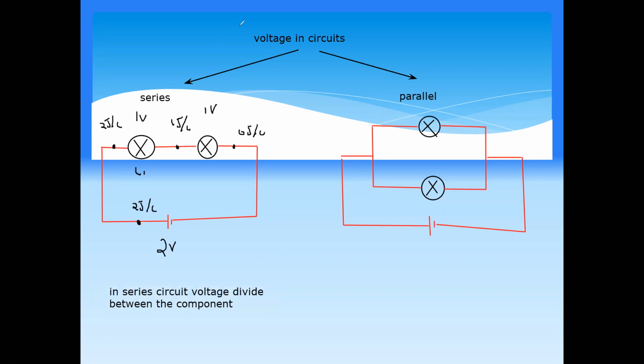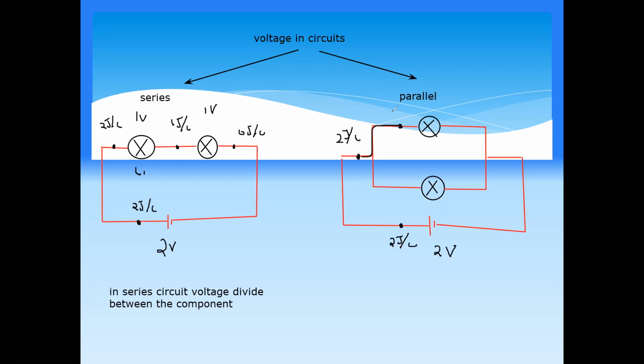But if it's a parallel circuit, for example, if one charge is coming and it's also a 2-volt supply, how much energy will this charge carry? It carries 2 joules per coulomb. But when this charge reaches here, it has a choice of how to flow. Either this 1 coulomb of charge can go up or it can go down.